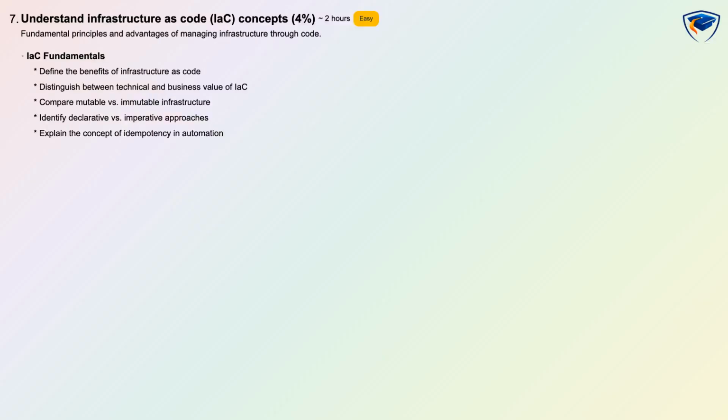The Understand Infrastructure as Code, IaC, concepts domain covers fundamental principles and advantages of managing infrastructure through code. You will learn about the benefits of infrastructure as code, how to distinguish between technical and business value, compare mutable versus immutable infrastructure, and identify declarative versus imperative approaches. This domain also covers the concept of idempotency in automation and accounts for 4% of the exam. It is considered easy and requires around 2 hours of study time.